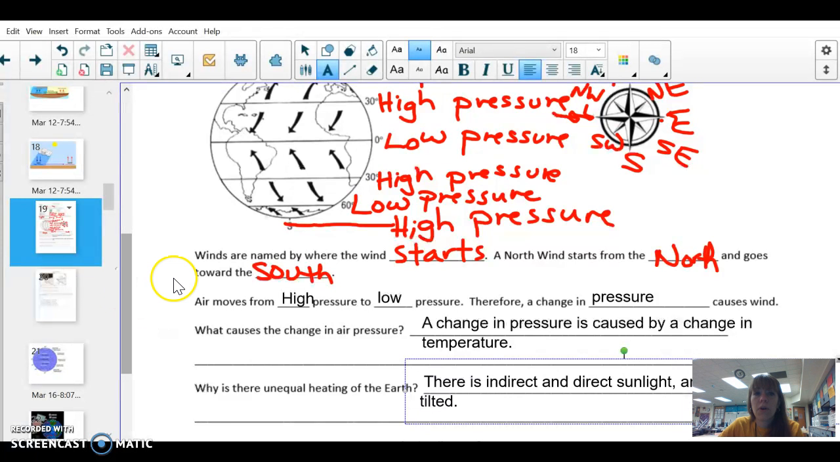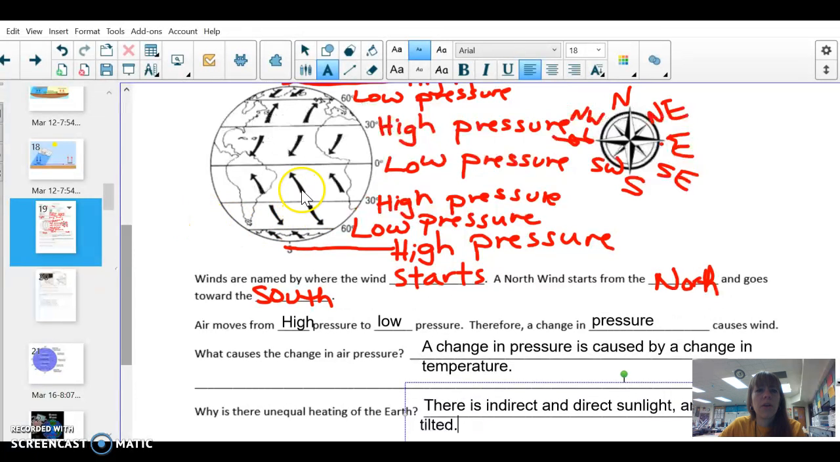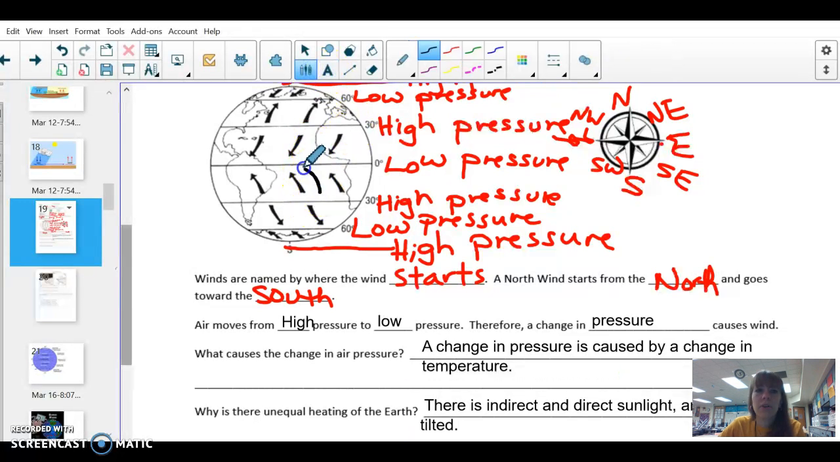So therefore, we're going to always have winds because winds are caused by that change in temperature and our Earth is unequally heated. So if you notice here, it seems like it should go in a straight line from the high to the low pressure, but it doesn't. It has a slight curve. So if you look here, the wind is curved. It's not in a straight line.